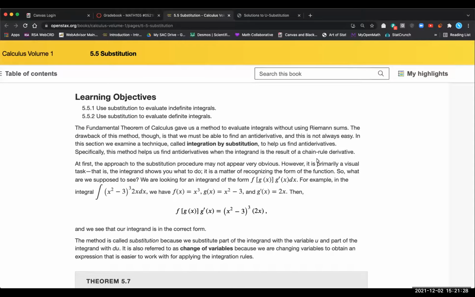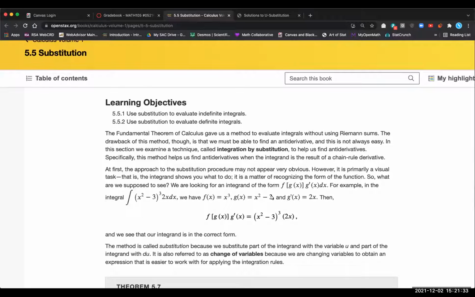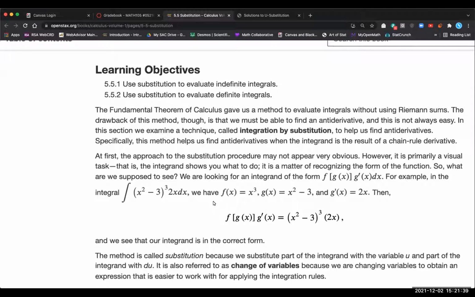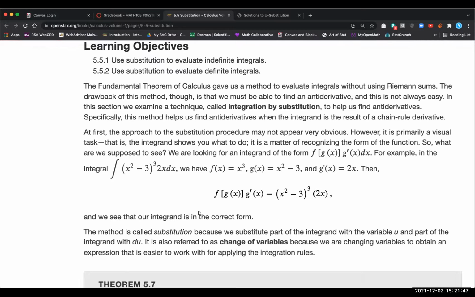Okay, let's go and take a look at lesson 5.5, substitution. So we end our course with integration techniques that allow us to integrate more complex functions, or functions where we can identify a composition of functions similar to the chain rule. So it's kind of like undoing the chain rule that we're looking for.